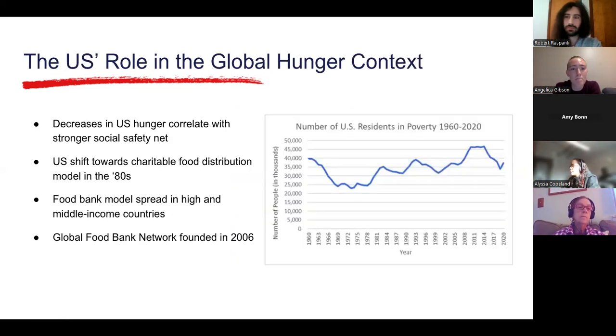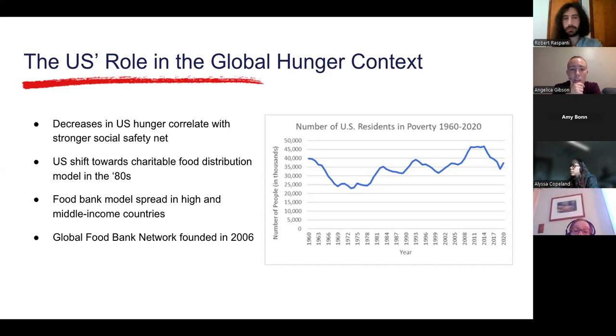To tie in how anti-hunger work in the US really influences the global context, I wanted to show this historical chart. It's just from 1960 to 2020 because this is from an older report. We were actually published in an international journal, going in depth about how the U.S. and the U.S.'s food banking model influence countries around the world. If anybody's interested in this specific topic, we can share the link to that report as well.